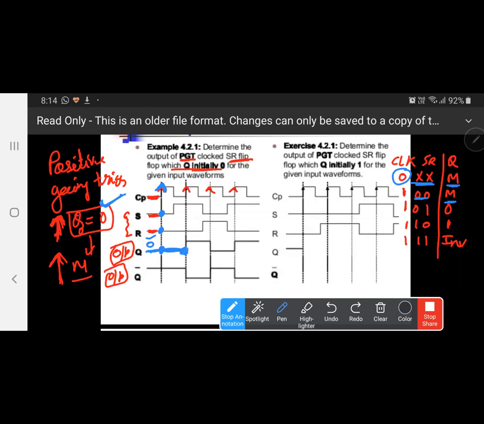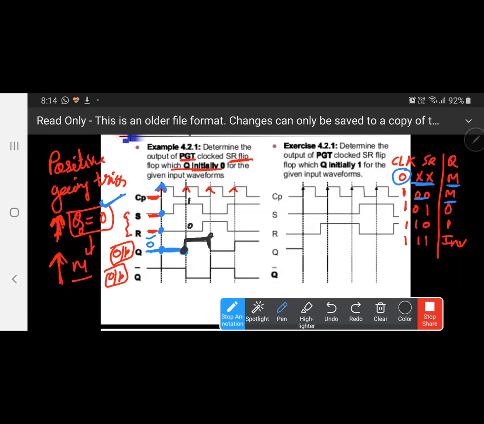Now again, at this instant, it is the time to change the result. Here S is 1 and R is 0. So if S is 1, then it's set and the output is 1. That's why it's 1. Clear? Yes, because it's the set condition.